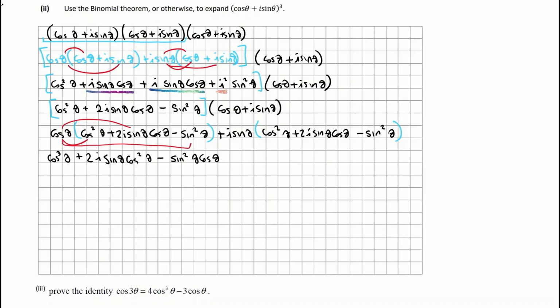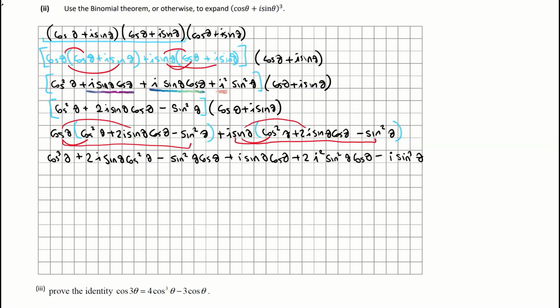Okay, next bracket, second bracket. i sine theta by cos squared theta is giving me plus i sine theta cos theta. Then multiplying the i sine theta by the 2i sine theta cos theta, well, I have the 2, i by i will give me i squared, sine theta by sine theta will give me sine squared theta times cos theta. And the final one is i sine theta by the minus sine squared theta, which is giving me minus by plus is minus, i sine theta by sine squared theta gives me i sine cubed theta.